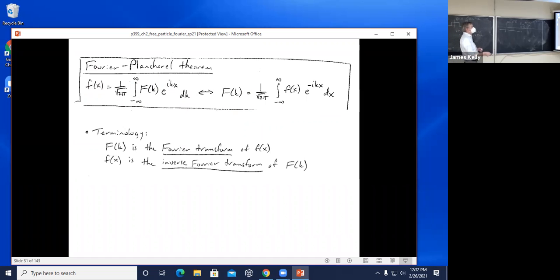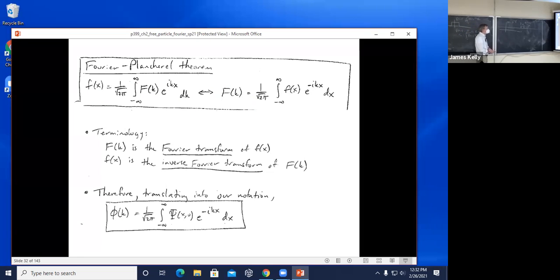And similarly, f of x: if somebody gives you a phi of k that's defined this way, you might say, well, what's the corresponding f of x I would need to put in there to make this true? It's called the inverse Fourier transform of that function. So these two functions are Fourier transforms or inverse Fourier transforms of each other.